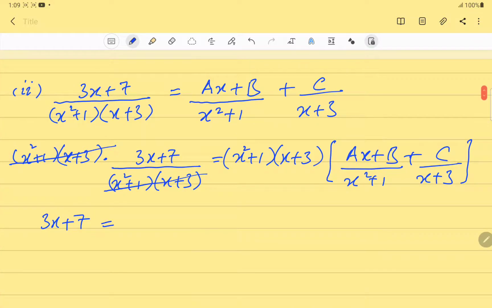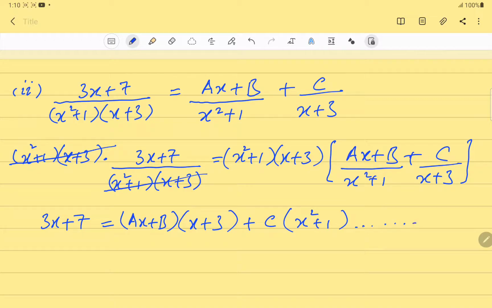Now we will multiply x squared plus 1 into x plus 3 with both the terms which are inside the bracket. By doing so we will be getting ax plus b into x plus 3 plus c into x squared plus 1. This is our equation number 1, we will call it.